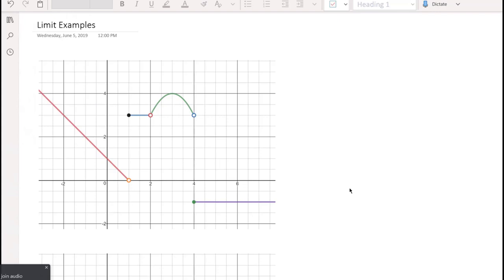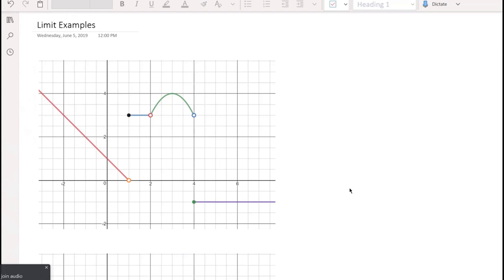Okay, I wanted to make a video real quick with doing some examples of limits. Now, I want to do one with graphs first. Graphs are probably my personal favorite as far as finding limits because visually it's so easy to get limits.